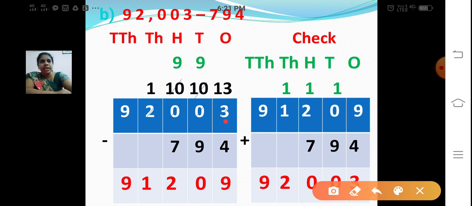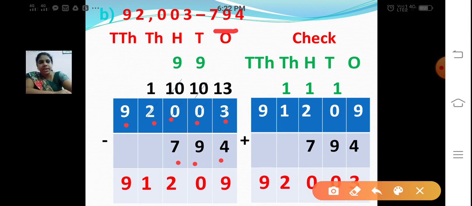92,003: 3 in the ones place, 0 in the tens place, 0 in the hundreds place, 2 in the thousands place, and 9 in the 10,000s place. Now take the second number, 794: 4 in the ones place, 9 in the tens place, and 7 in the hundreds place. Let's subtract these two numbers now.